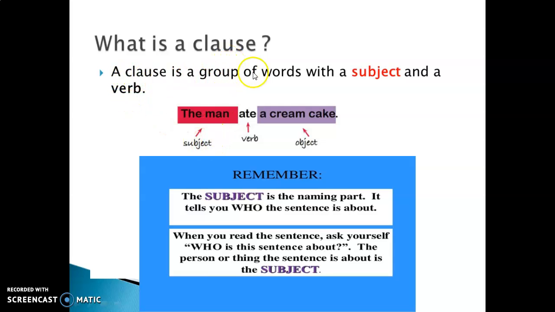A clause is a group of words with a subject and a verb. Now, remember, the subject is the naming part. It tells you who the sentence is about. When you read the sentence, ask yourself, who is this sentence about? The person or thing the sentence is about is the subject.